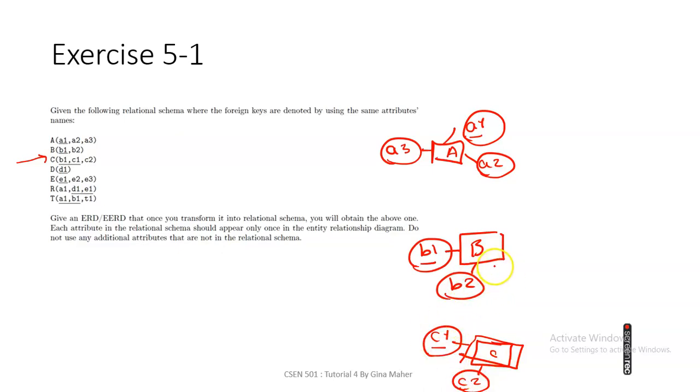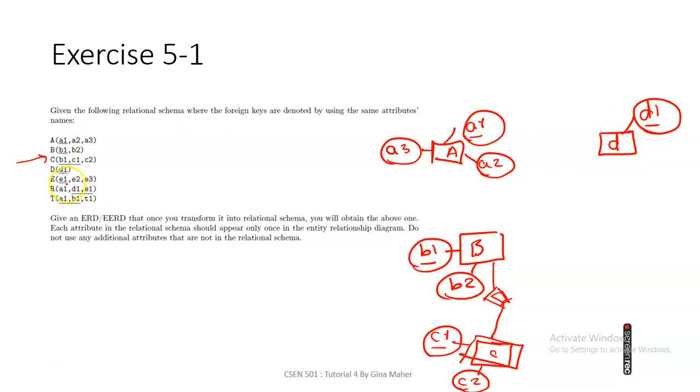Okay? And we have to indicate the weak relationship between these two entities. Next, we have D, which has an attribute D1. Since D1 is a new attribute that was not found in the previous relations, this is a new entity called D, with its attribute D1.